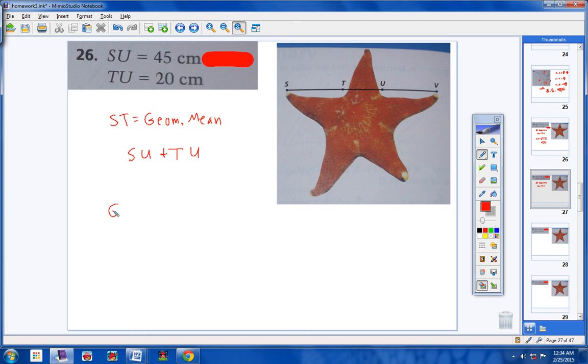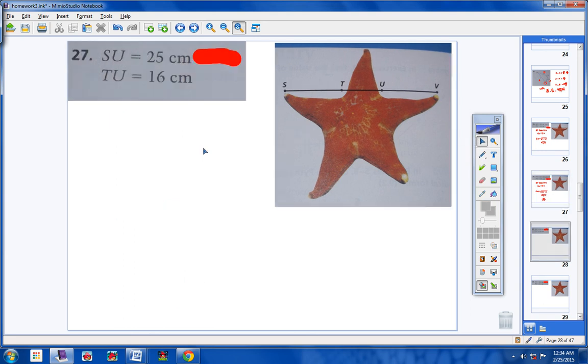So I'm looking for ST, the geometric mean of SU, which is 45, and TU, which is 20. So 45 times 20 is going to give you 900. And we know the square root of 900 is 30, because 3 times 3 is 9, so 30 times 30 is 900. So the answer would be 30. The square root of 900 would be 30.